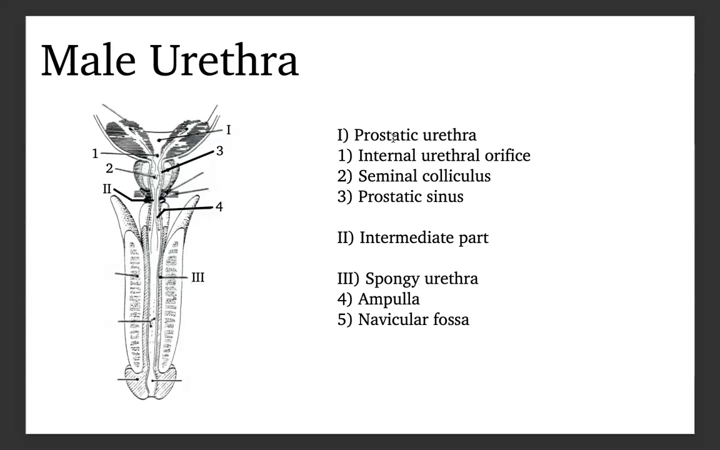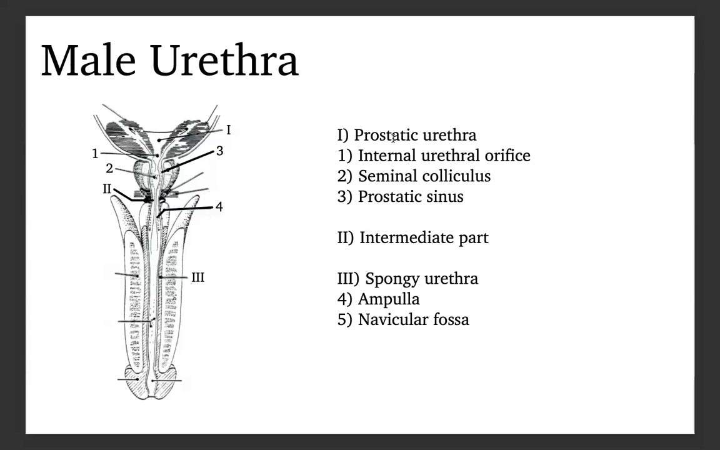Now, the intermediate part is the narrowest part of the male urethra, and it is also very, very short. It's going to run through the urogenital diaphragm, and then it is continued by the longest part of the urethra, the spongy urethra. Now, the spongy urethra has the ampulla and the navicular fossa. What is the ampulla? It's basically where the lumen of the urethra is dilated, and it contains the opening of the excretory ducts from the bulbourethral glands.